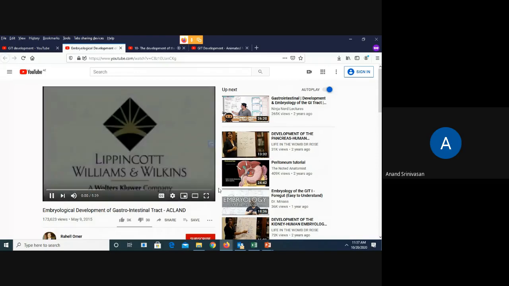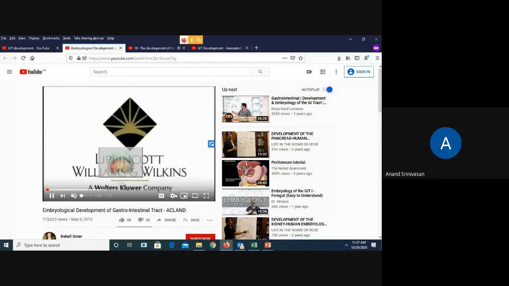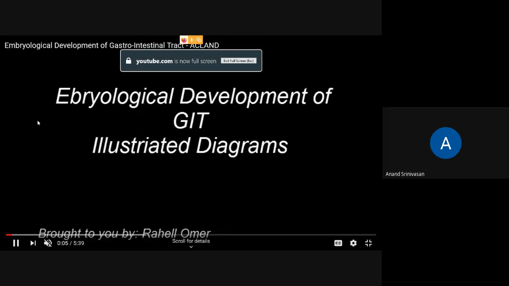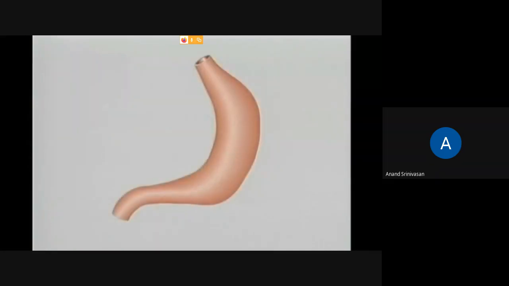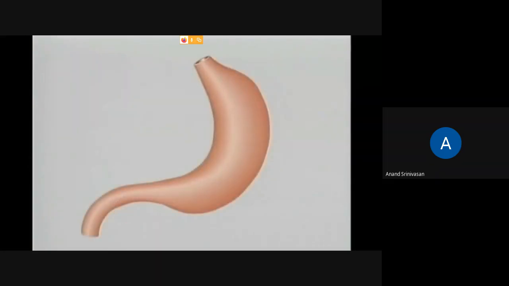Now what I'll do is show you a video from YouTube regarding the development of the stomach, from the same person, Ackland. As it develops, it rotates on its long axis, lengthens in a downward curve, and expands to become the stomach and the first part of the duodenum.